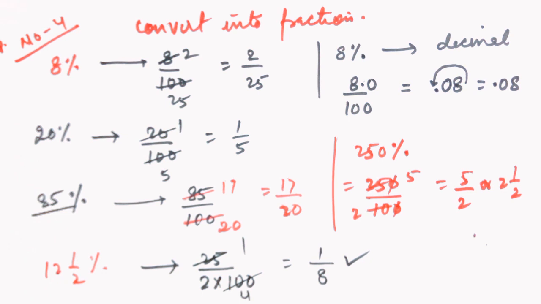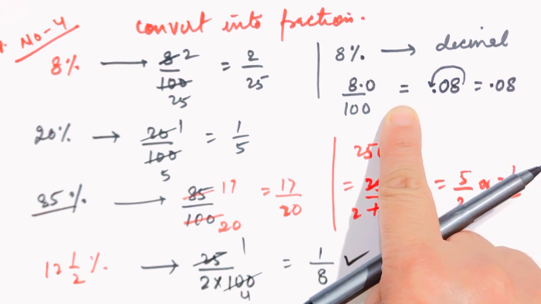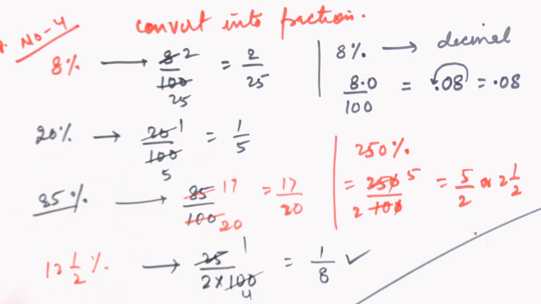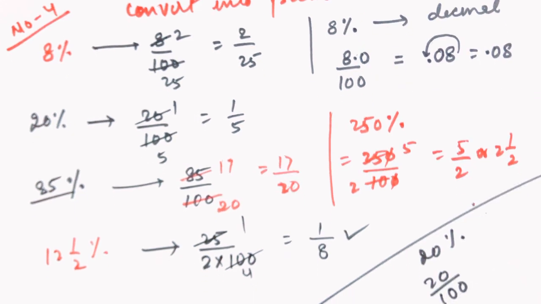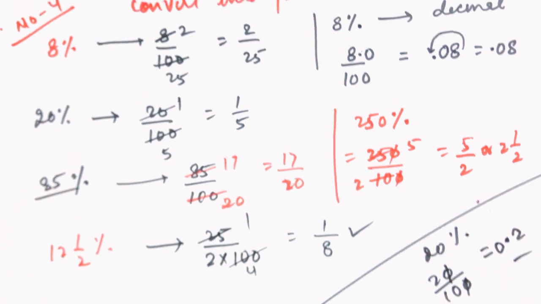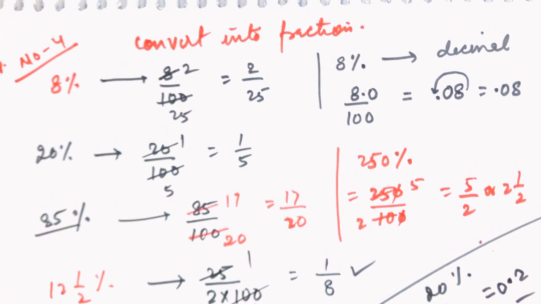Expressed as decimal fraction, as I had told you over here, they gave us a number, for example 20%, and they asked us to convert it into a decimal fraction. So 20 by 100, here we are not going to cancel it. Instead, we will just put the decimal. So it will be 0.2. This is what is called converting it into decimal fraction.